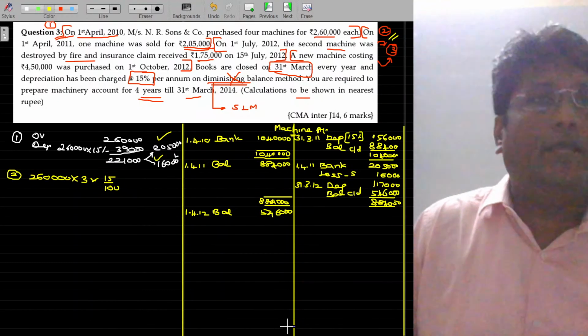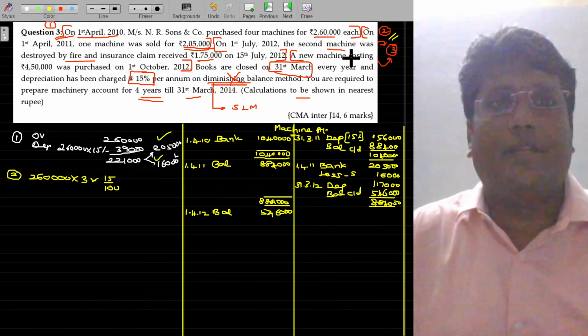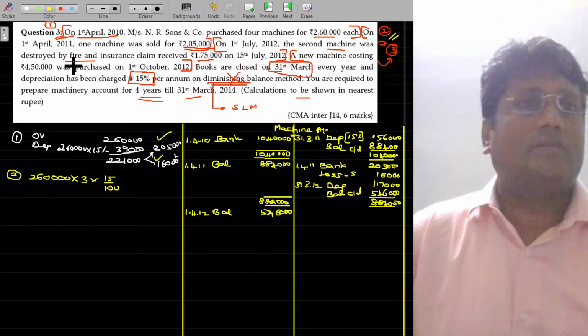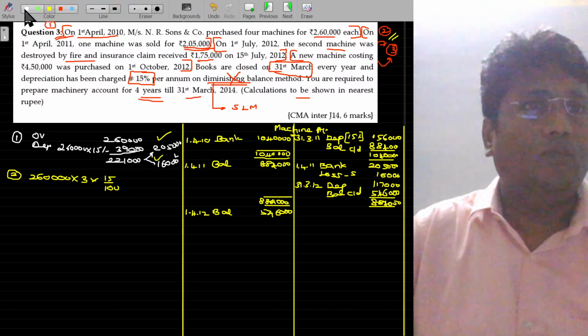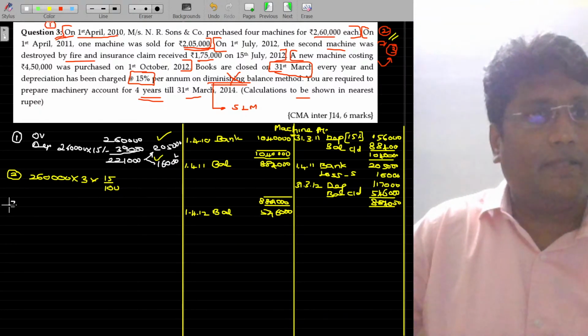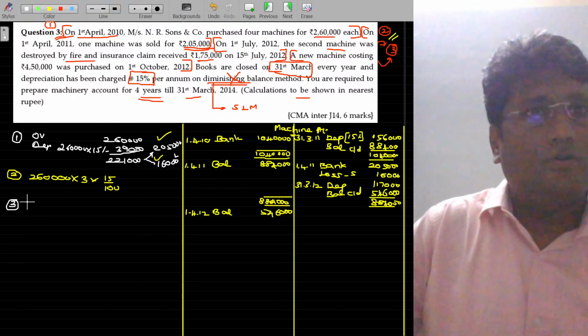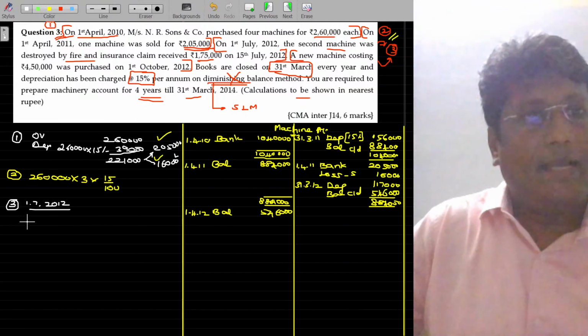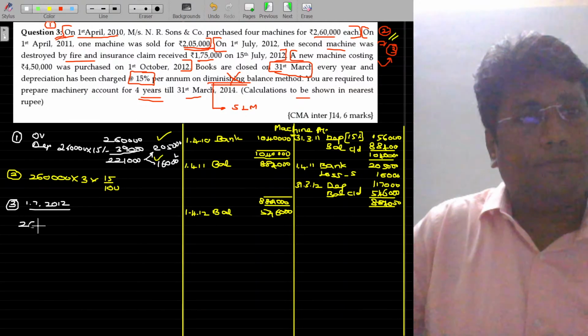Now we are in the year 12 and 13. In year 12 and 13 we have 2 adjustments. One of the adjustments is the loss of assets in a fire accident. I will work that out separately. The loss happens on 1st July 2012. The asset being 2,60,000.